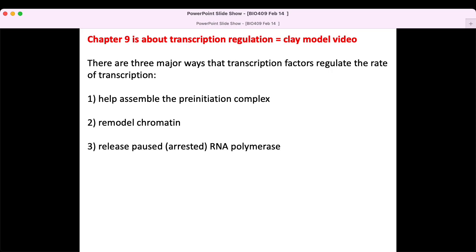With the RNA polymerase, I don't understand where it's paused. Yeah.